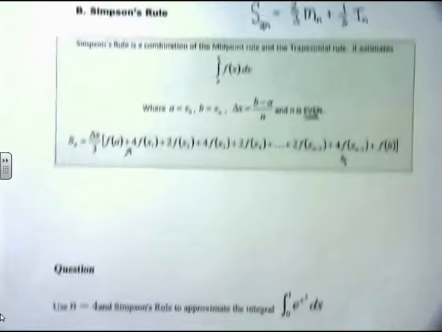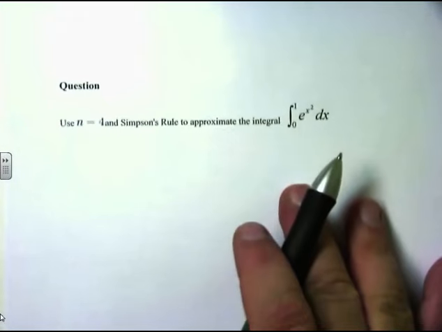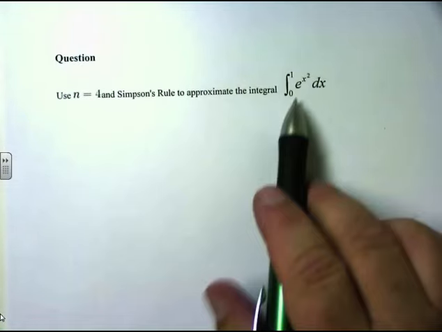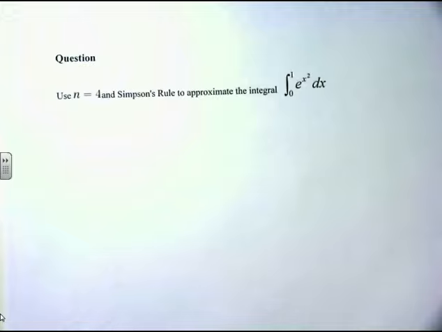So let's take a look at this one. The question: use n equals 4 and Simpson's rule to figure out the integral from 0 to 1 of e to the x squared dx. Well, here we go.